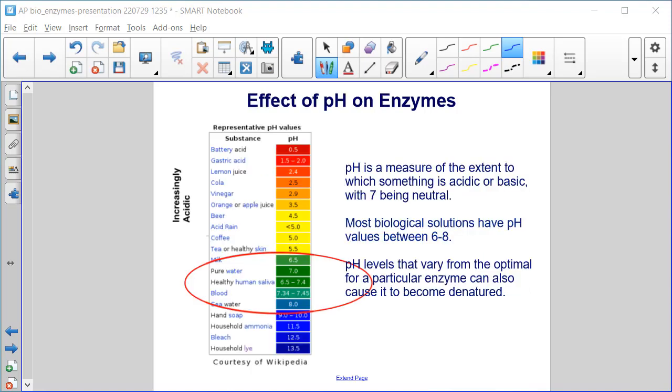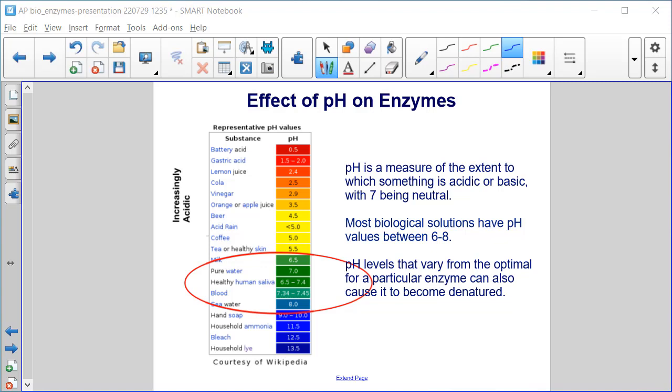Effect of pH on enzymes. pH is a measure of the extent to which something is acidic or basic, with pH 7 being neutral. You can see here at pH 7 we have pure water. Most biological solutions have pH values between 6 and 8. You can see circled blood, healthy human saliva.